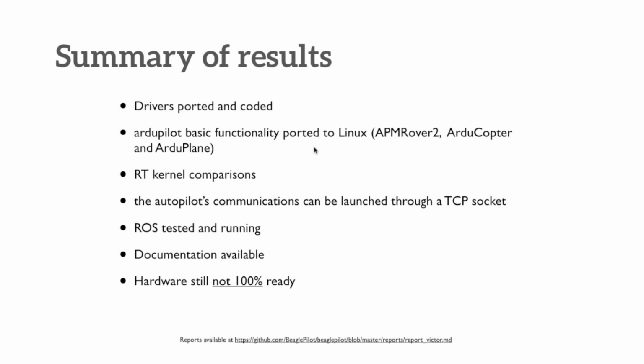It might be worth spending some time redoing these comparisons now with a more mature version of the software. The autopilot's communication can now be launched through a TCP socket, which substantially simplified the development and the debugging of an autopilot. ROS is running, has been tested, and is fully functional in a small Linux box, such as the BeagleBone Black. There's also documentation available, and finally, just mentioning that the hardware is still not fully ready. It's a work in progress, and hopefully we will fix this soon and offer a solution for everyone interested. Again, you can check the weekly reports at this URL.